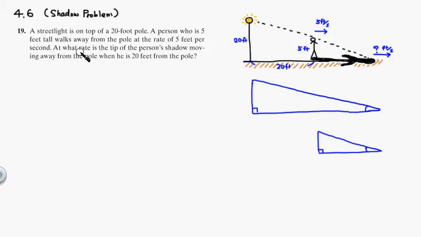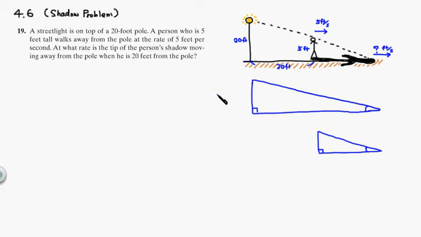And at what rate is the tip of the person's shadow moving away from the pole? So right here. And when he is 20 feet from the pole. So that's the question. All right, so let's do that.